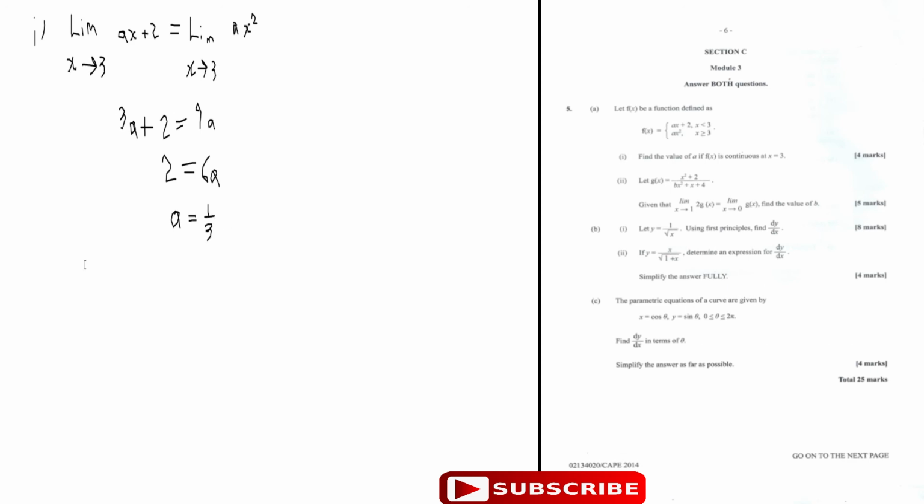Hence a is equal to 1 over 3. For f to be continuous, a is equal to 1 over 3. Nice and easy.